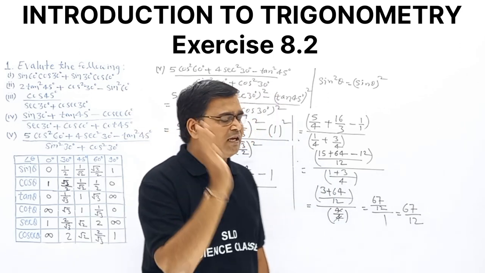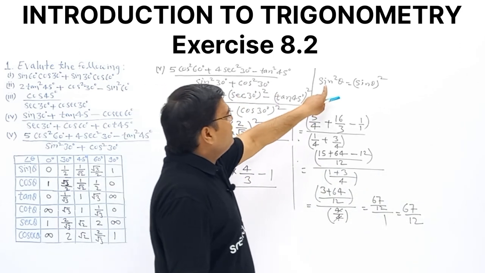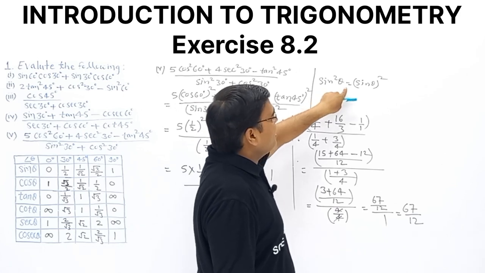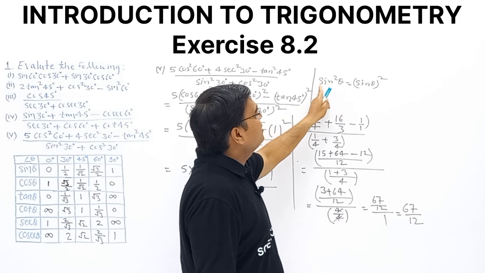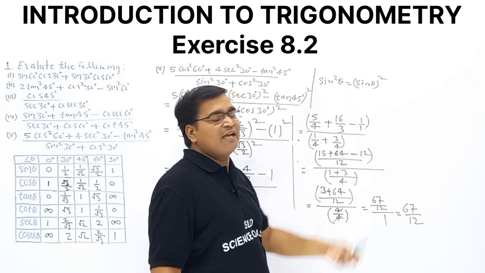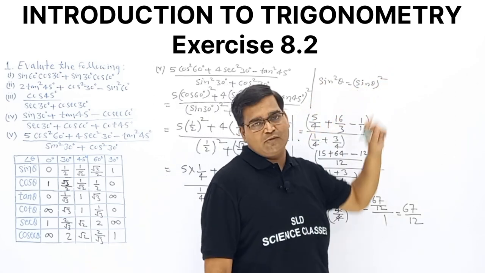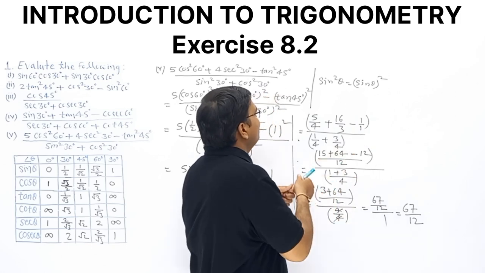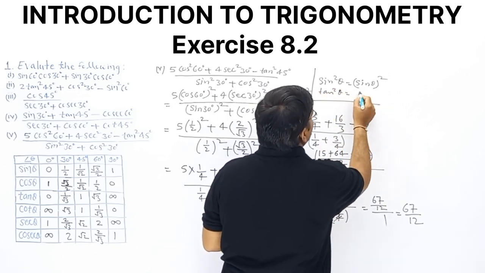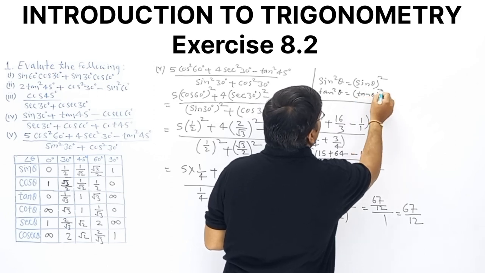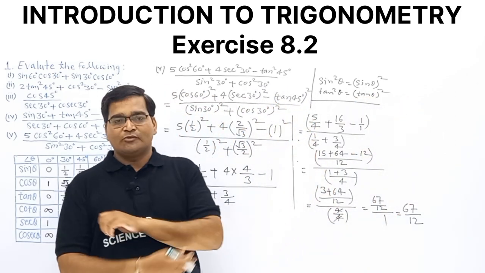Normal mathematics calculation part. Whenever we have sin square theta in this form, what is its meaning? This square means trigonometry ratio whole square. Sin square theta will be what? Sin theta whole square. Tangent square theta, like this one, what is the meaning? Its meaning is tangent theta whole square. So this concept is there.